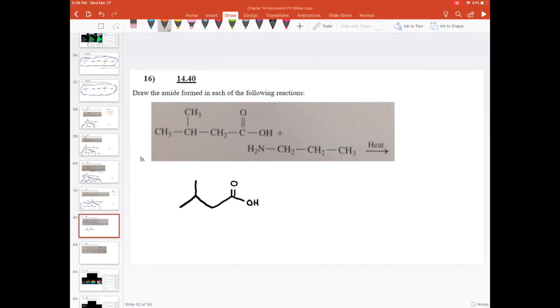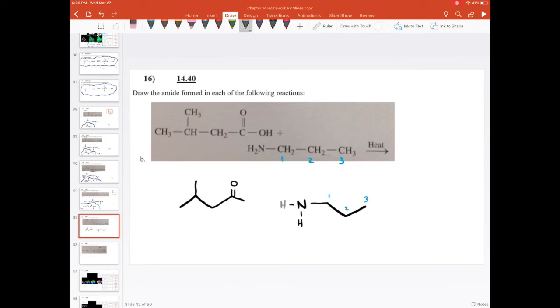Then the amine. On this amine, I have 1, 2, 3 carbons coming off of that nitrogen. So 1, 2, 3. Right? 1, 2, 3. And coming off the nitrogen needs 3 bonds, so it's going to be 2 more. I'm going to draw the hydrogens individually.